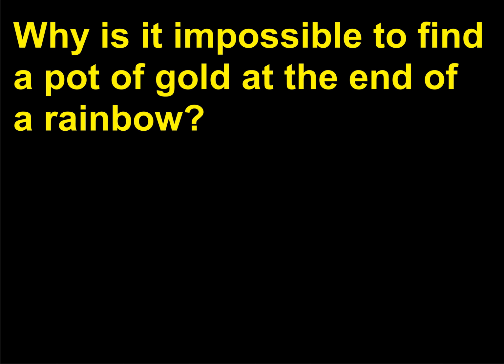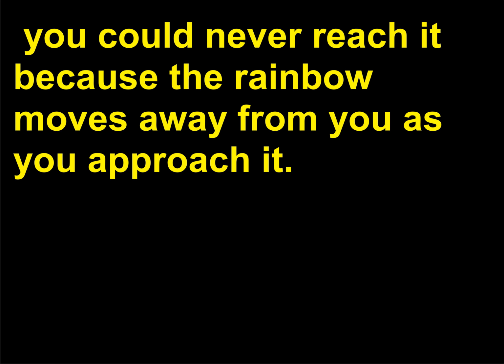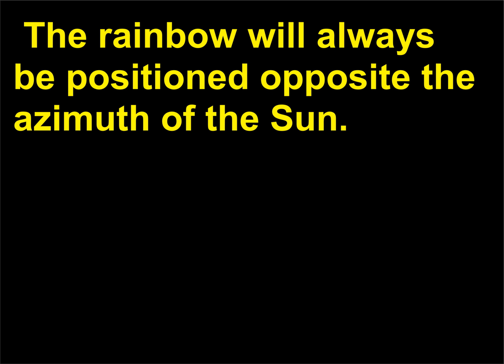Why is it impossible to find a pot of gold at the end of a rainbow? Even if there were a pot of gold at the end of a rainbow, you could never reach it because the rainbow moves away from you as you approach it. The rainbow will always be positioned opposite the azimuth of the sun.